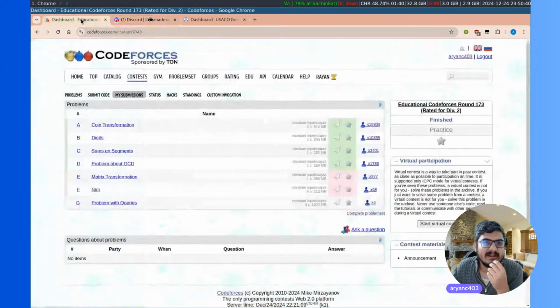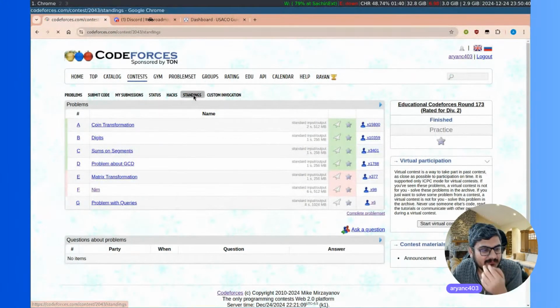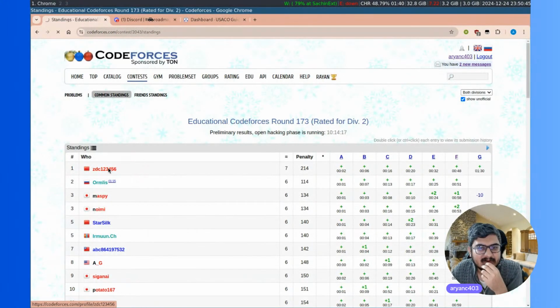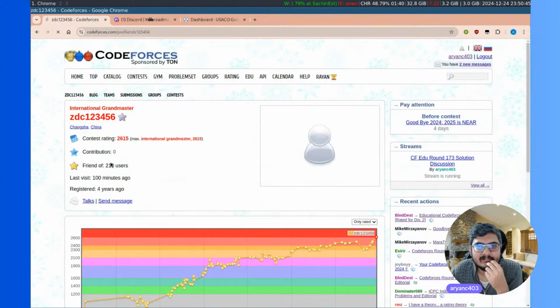I think you can probably add me as a friend if you want to. For example, if you want to add anyone as a friend, go to their profile and click on the star here. Now it will show in the friend settings.